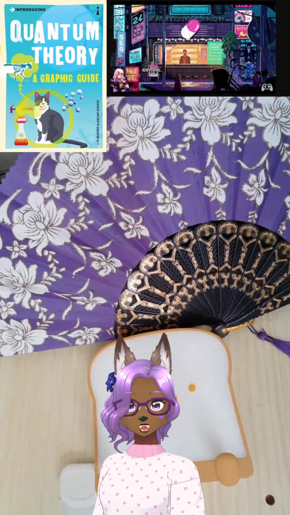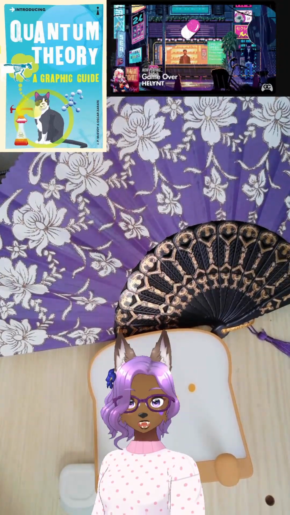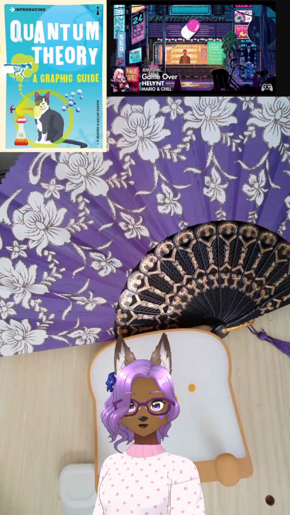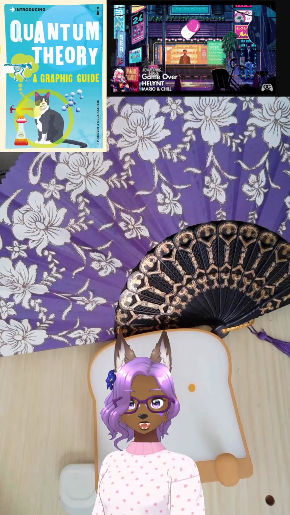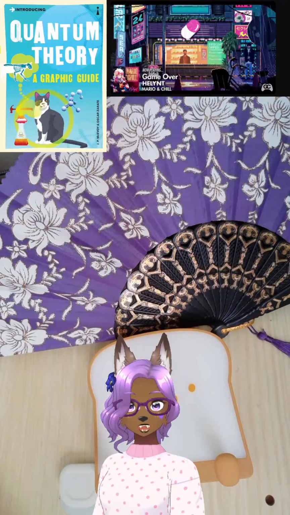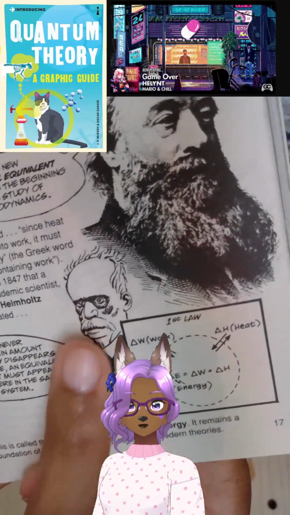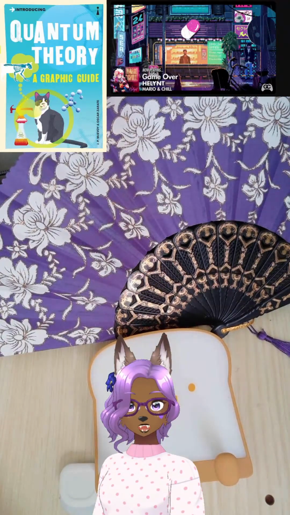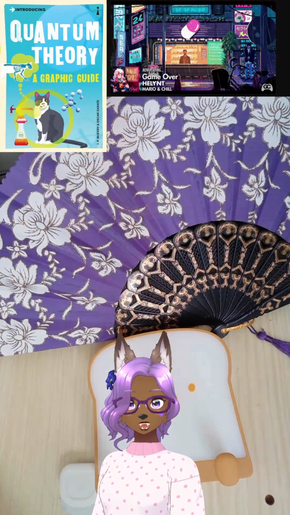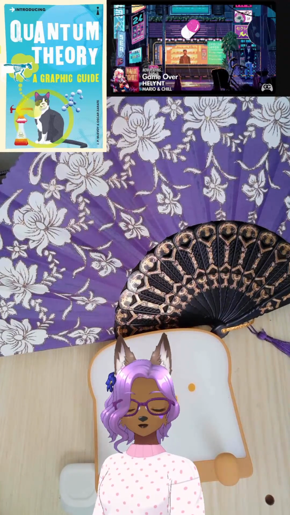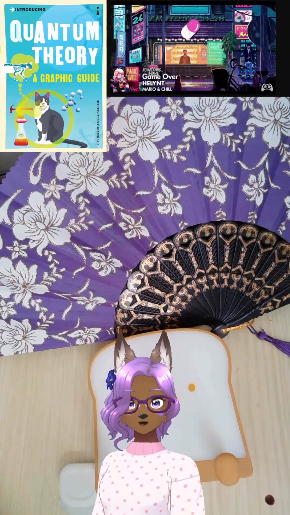Then somebody said, since heat can be converted into work, it must be a form of energy. The Greek word energy means containing work. But it wasn't until 1847 that a respectable academic scientist, Hermann von Helmholtz, 1821 to 94, stated, right down here, whenever a certain amount of energy disappears in one place, an equal amount must appear elsewhere in the same system. So first law, got work, heat, and energy.